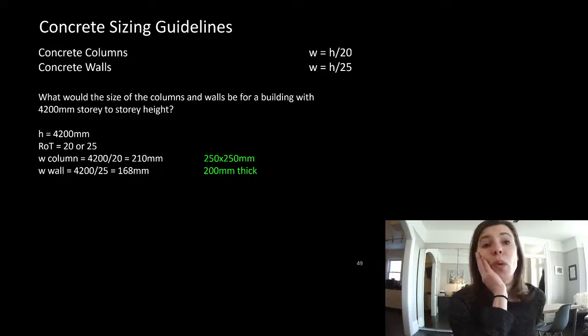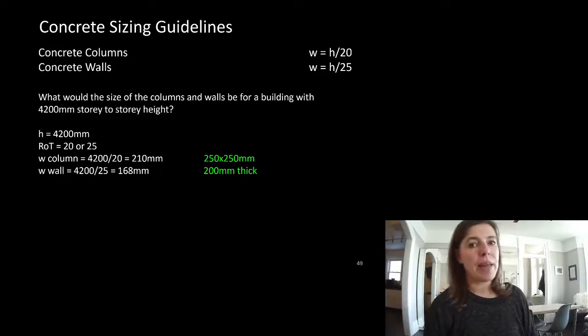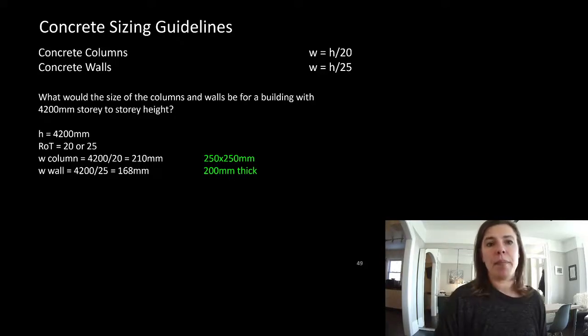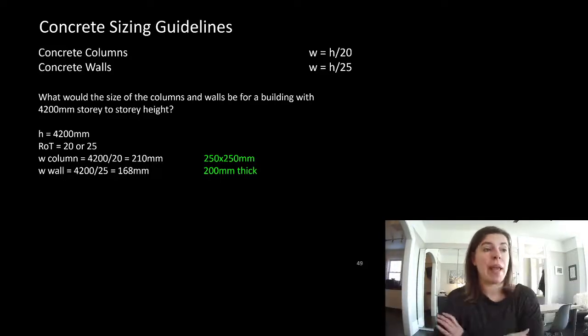What if this was a 20-story building? Probably not a 250 by 250 column or a 200 millimeter wall. We'd probably have something much more substantial. You've probably all been in a concrete condo or office building where those ground floor columns are huge, much bigger than 8 inches by 8 inches.